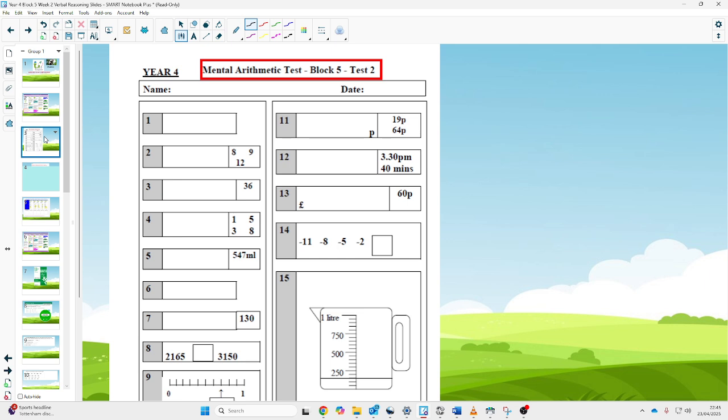Question 14. Write the next number in the sequence on your sheet. And lastly, question 15. How much liquid is in the jug on your sheet?